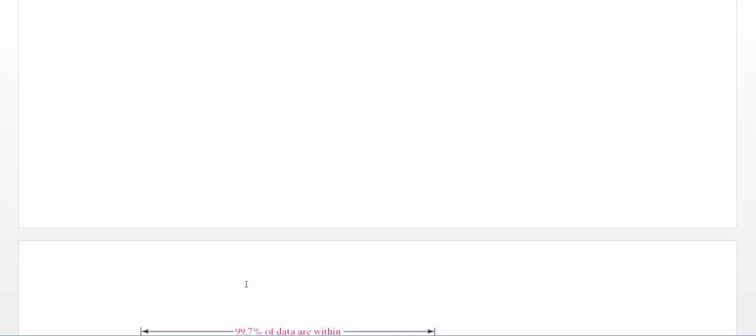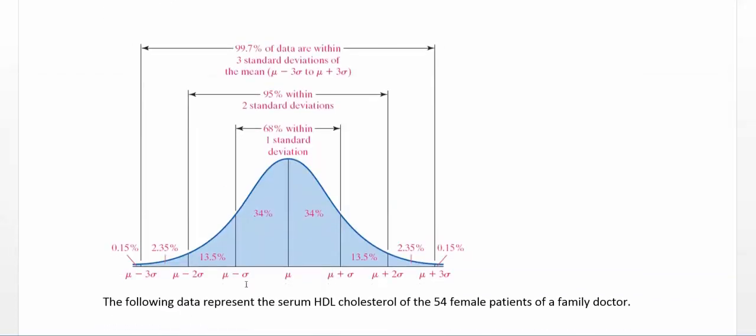Graphically, what I'm trying to get you to understand here is if we have a mean and I go out 1 standard deviation in each direction, I would expect 68% of the data to be within that range. If I go out 2 standard deviations, now 95% of the data is within that range, and then 3 standard deviations would be 99.7%.